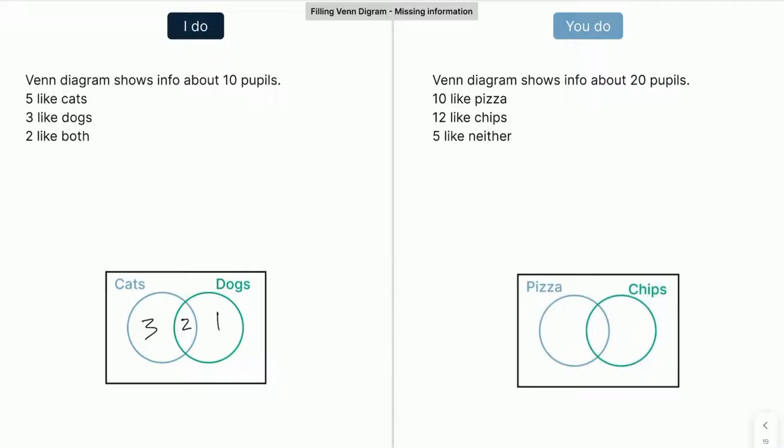Now you've forgotten one bit of information here. The question tells us there are 10 pupils. This adds up to 5. So that means there must be a 5 out here, okay? So just one to watch out for.